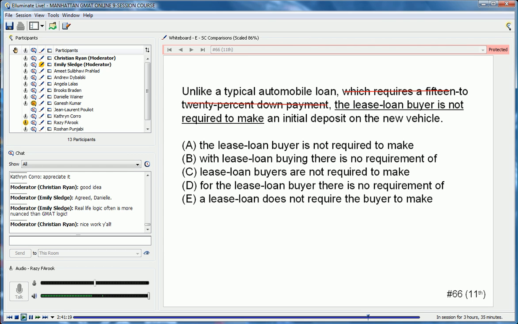So there was lease loan buying, lease loan buyers, for the lease loan buyer, and a lease loan does not require. I felt E, in that sense, had a little bit more parallelism: unlike a typical automobile loan, a lease loan does not require the buyer to make an initial deposit on the new vehicle. With the other four choices, the sentence just does not work without the modifier.